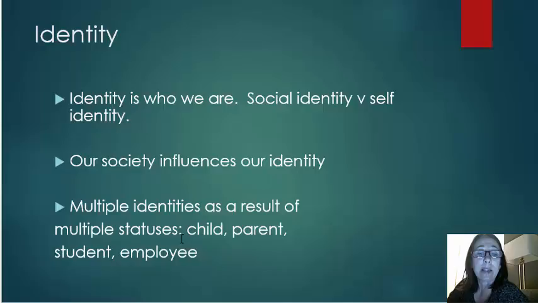So our society, as I said earlier, definitely influences our identity, and we often have multiple identities as a result of multiple statuses. And this word status means a position. So we can have a status as a child and as a parent, or a status as a student and an employee. And sometimes these identities will support one another, and sometimes they'll conflict. So for example, if we're a parent and a child is sick, we have to call into work or can't attend school one day, then that can cause conflict in our lives.